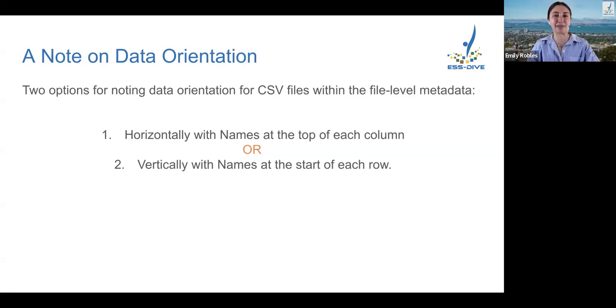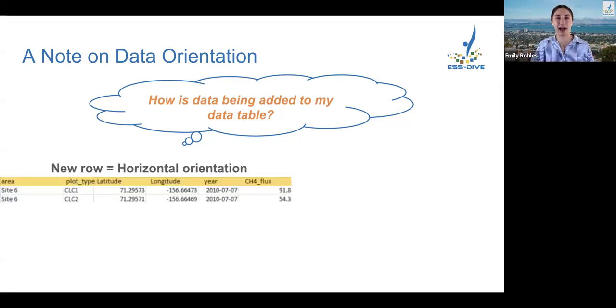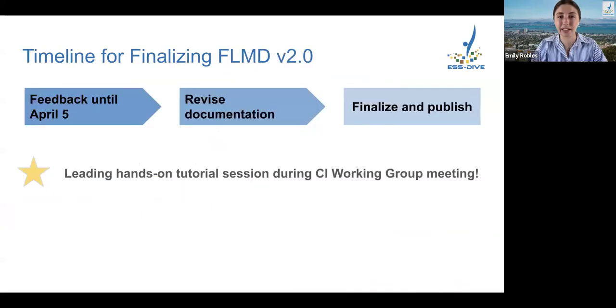This guidance has been a little bit confusing. So we've recommended thinking, how is data being added to my data table? If when you are adding data to your table, you are adding a new row, then that is a horizontally oriented data table. If when you're adding a new data point, you're adding a new column, then that is a vertical orientation. We will be improving the documentation for version 2, but this field is not changing and it is still optional. But hopefully that'll help to clarify a bit.